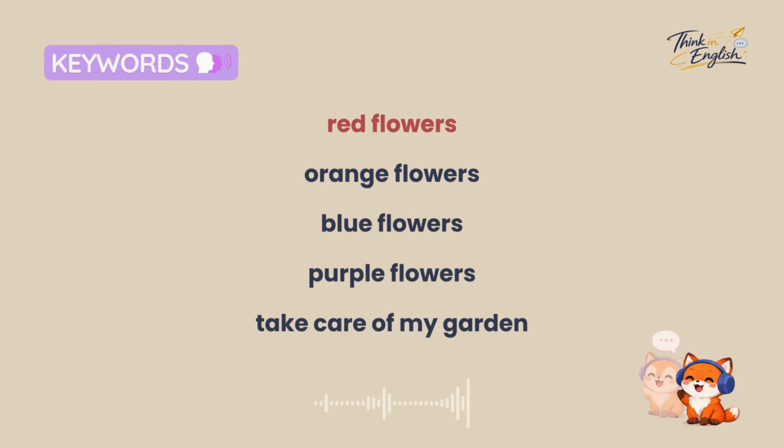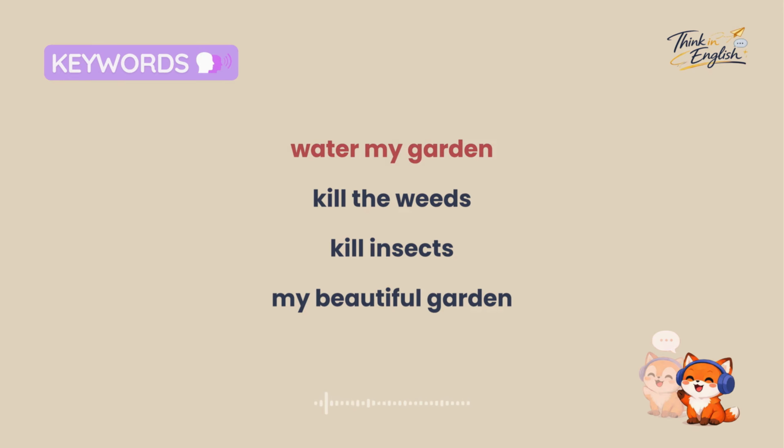I plant red flowers. I plant orange flowers. I plant blue flowers. I plant purple flowers. I take care of my garden. I water my garden every day. I kill the weeds in my garden. I kill insects that eat my flowers. I love my beautiful garden.